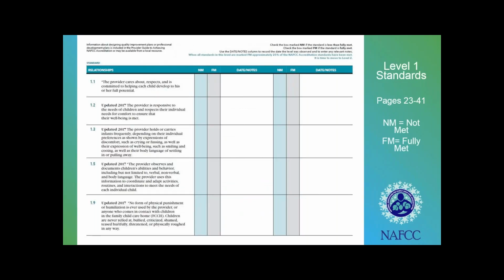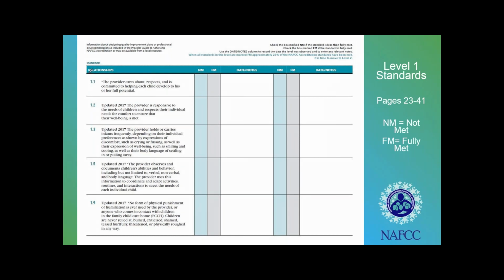Starting on page 23, you will see that the standards are now listed according to level and content area. So for example, page 23 starts the level 1 standards, starting with relationship standards. You will start here and work through each standard as such. Let me grab my pen, that way I can show you too.